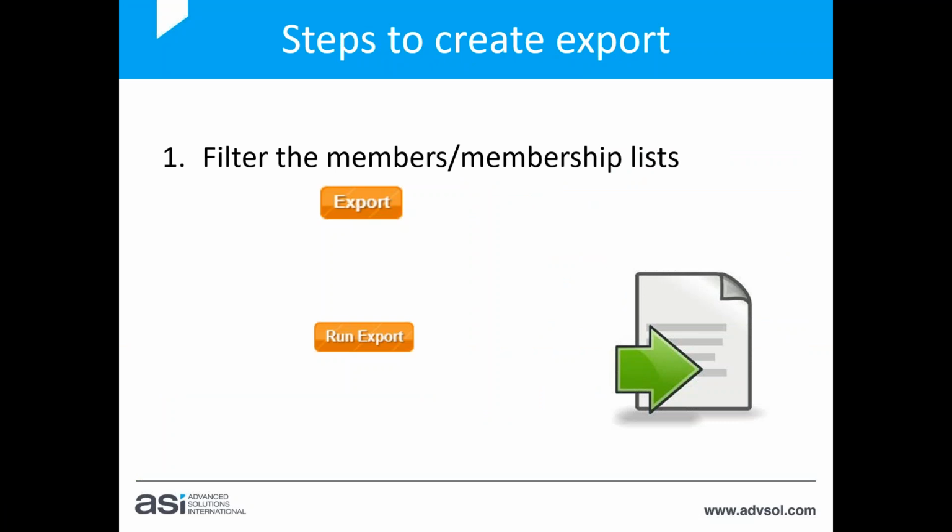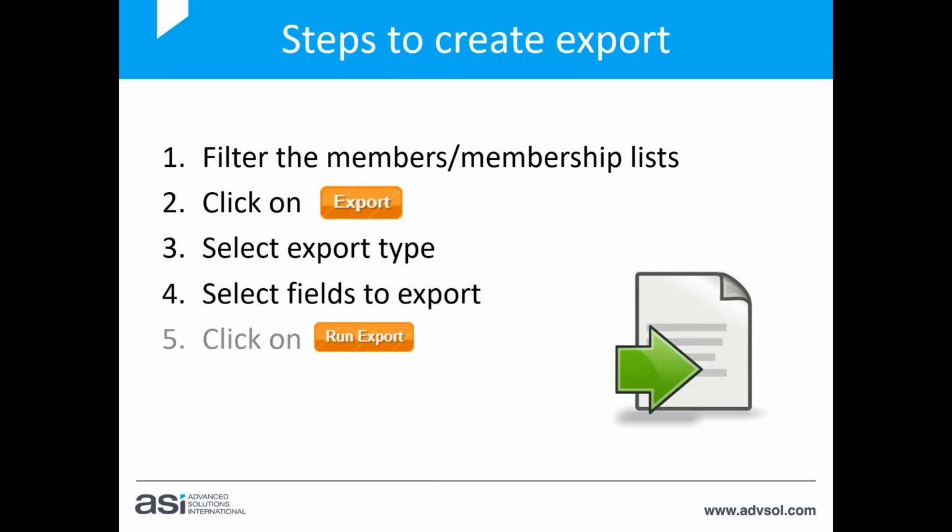Just as a reminder, and I'm keeping this as a record for you all after today, steps to create the export is to filter the members or membership list, click on the export button, select the export type, select the fields to export, run it, and then save it for next time. Okay, and you open it up in a spreadsheet.